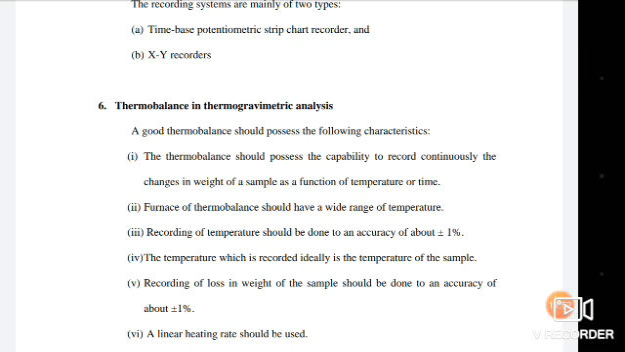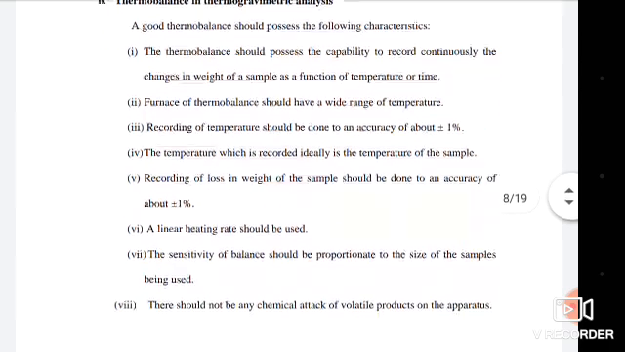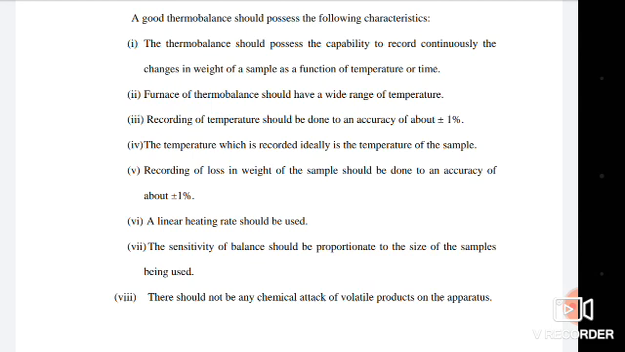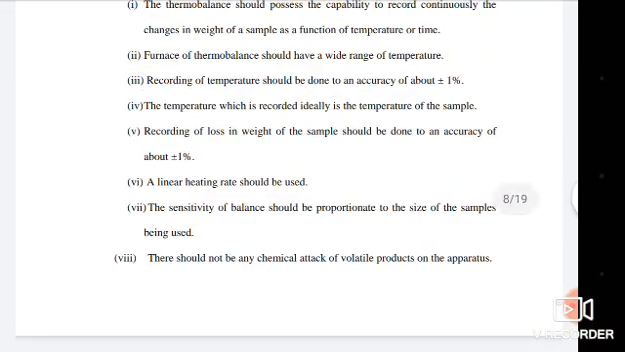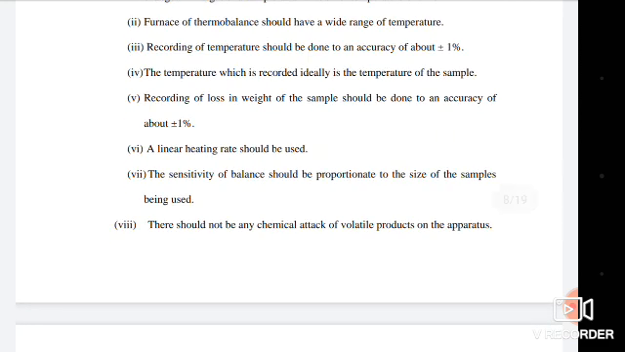So what are the requirements of a thermobalance in thermogravimetric analysis? A good thermobalance should possess the following characteristics. It should be capable of recording continuously the change in weight of the sample as a function of temperature or time. The furnace should have a wide range of temperature. Recording of the temperature should be done to an accuracy of about 1%.